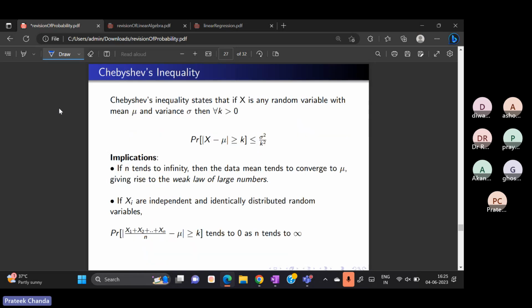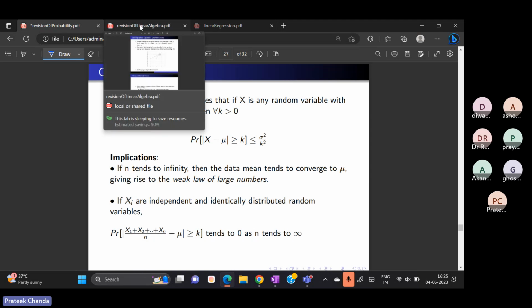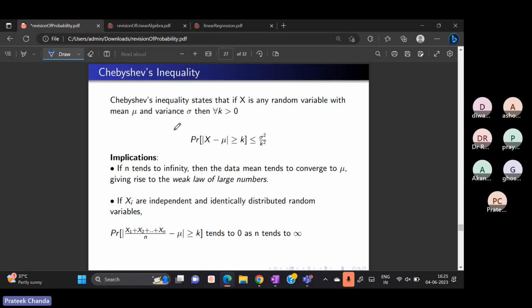The other part is Chebyshev's inequality. I think after the probability part, I can directly go to the linear regression slides, and we can discuss that. I probably can keep linear algebra basics for next week, because some of the things are mostly basic. I think many of you might know. So I will conclude probability in a short while, and we can go on with linear regression after this.